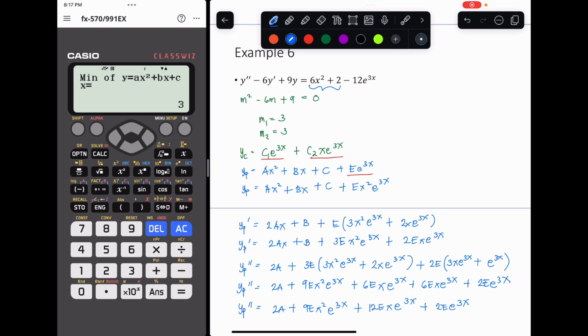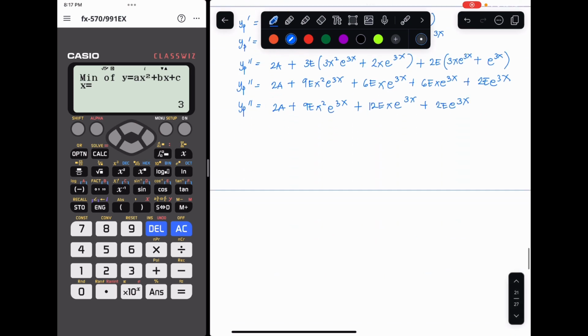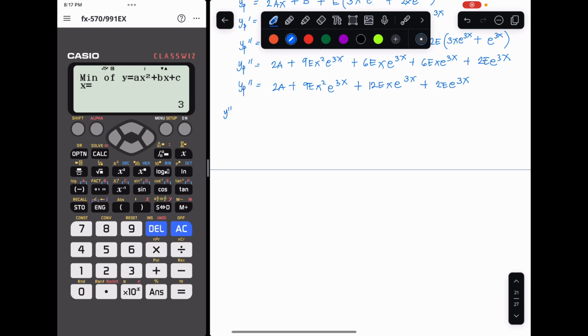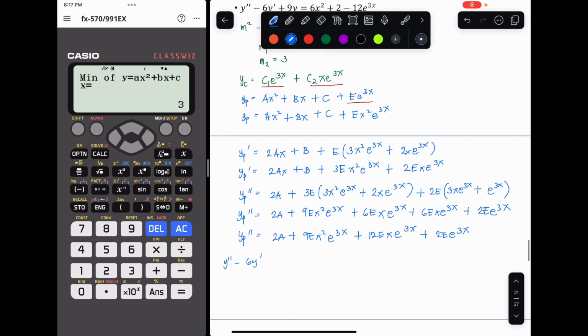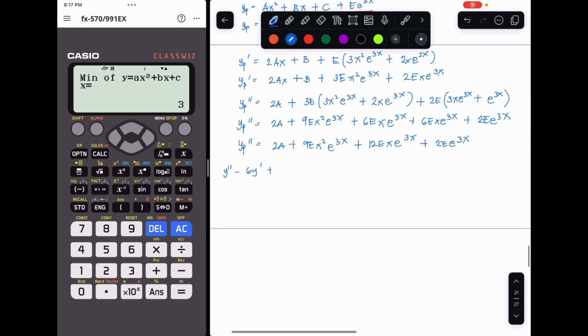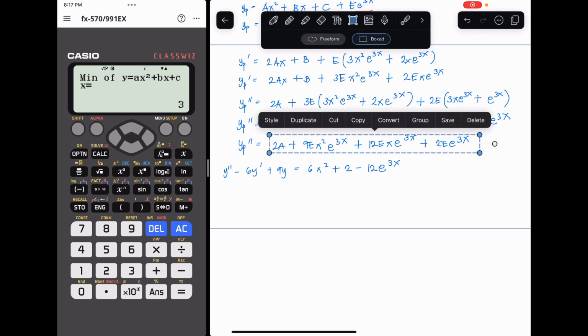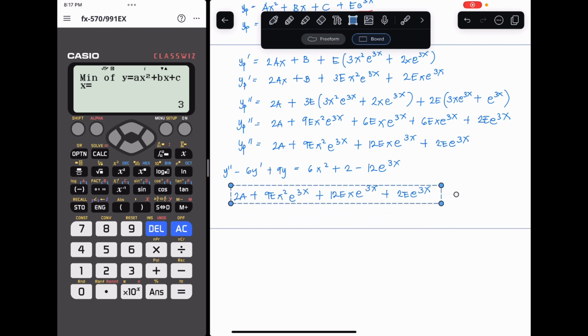So we have our original equation to be y double prime minus 6y prime, and plus 9y is equal to 6x squared plus 2 minus 12 e raised to 3x. So I'm just going to copy yp double prime, which is this one, and paste it here for y double prime.